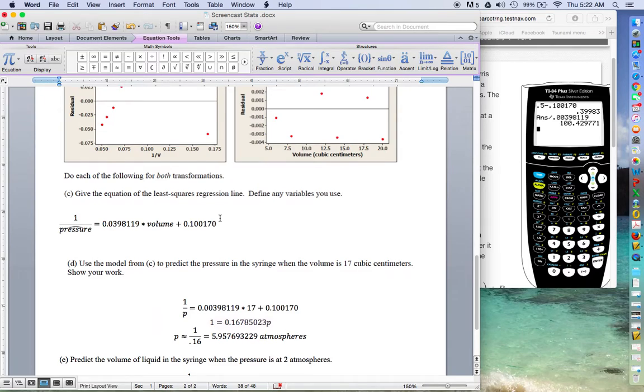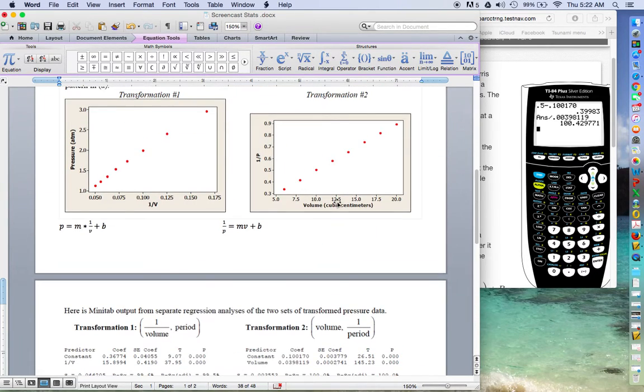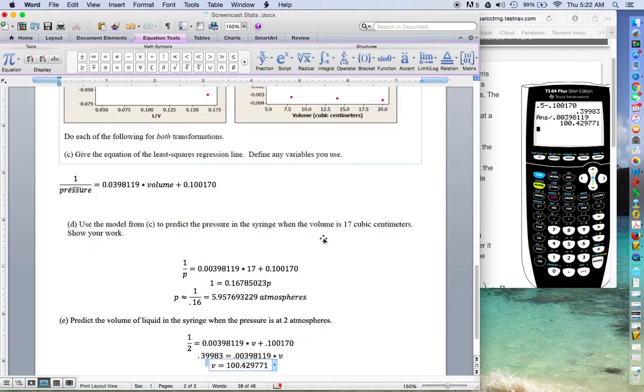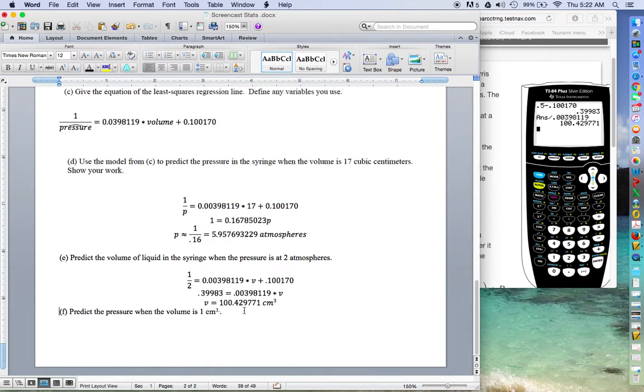I don't remember what it was. It's always on your graph right there, or if we go all the way back up, it's clearly right here. Cubic centimeters. So centimeters cubed. All right, so that's what we'd predict for 2 atmospheres. So now it says predict the pressure when the volume is 1 atmosphere.